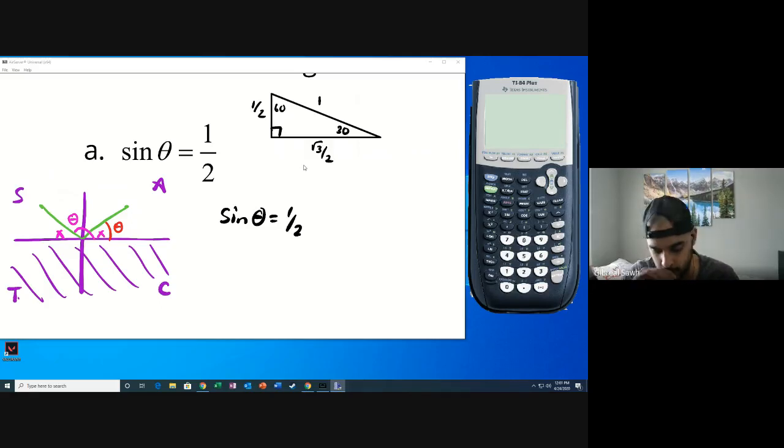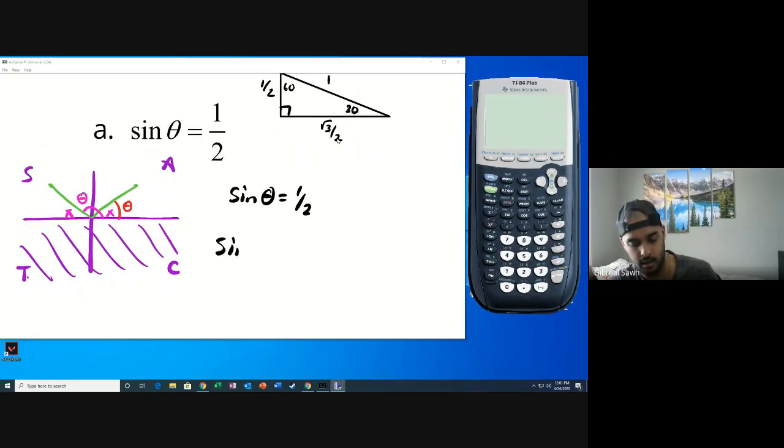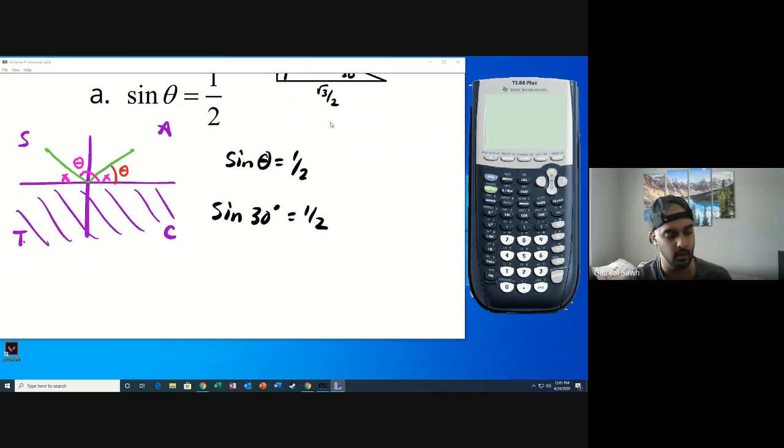There's my 1. So if I need the sine of 1/2, the angle that will do that for me, I need to have them opposite. Because if I try to use 60, that would be opposite divided by 1. Sine of 60 is √3/2. I need to use 30 because the opposite's 1/2. So sine of 30 is 1/2.